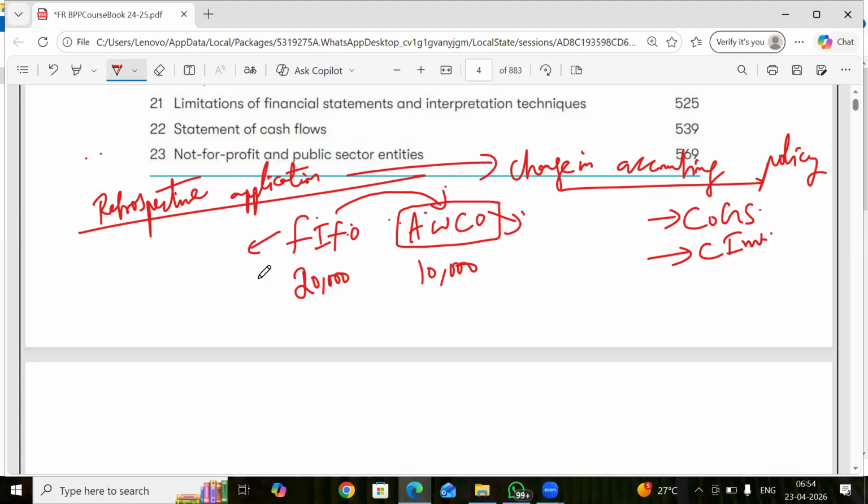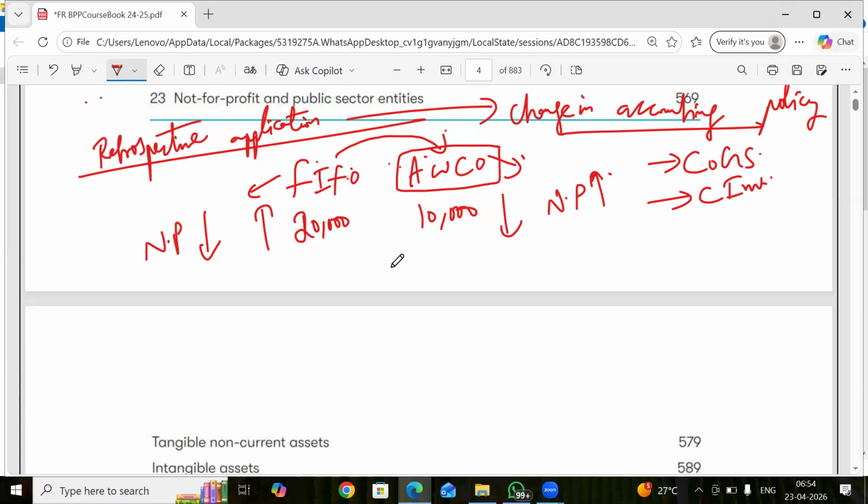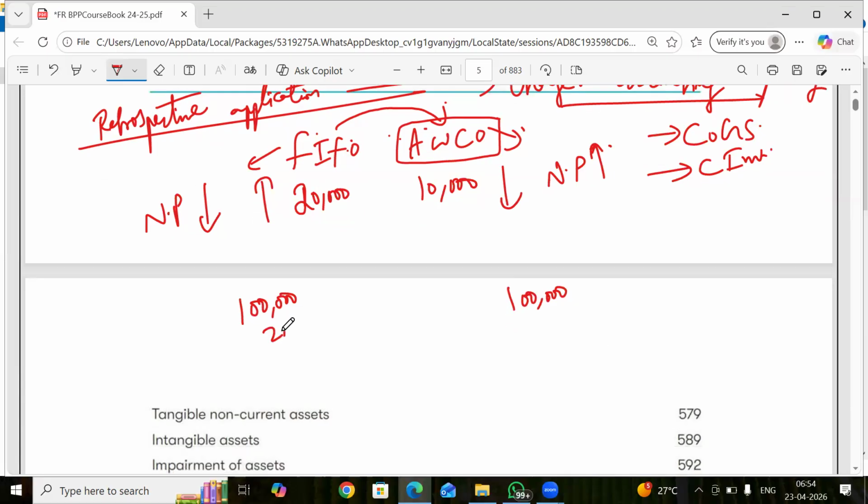So FIFO COGS is high and the profits would be less. AFCO COGS is less, the profit would be high. So now we are giving retrospective application. That means, let's say my net profit was 1 lakh. If I deduct FIFO COGS 20,000, my net profit would be 80. If I deduct 10,000 AFCO COGS, my net profit would be 90.